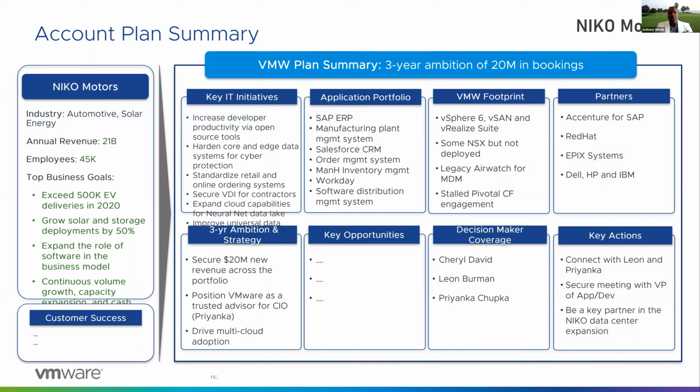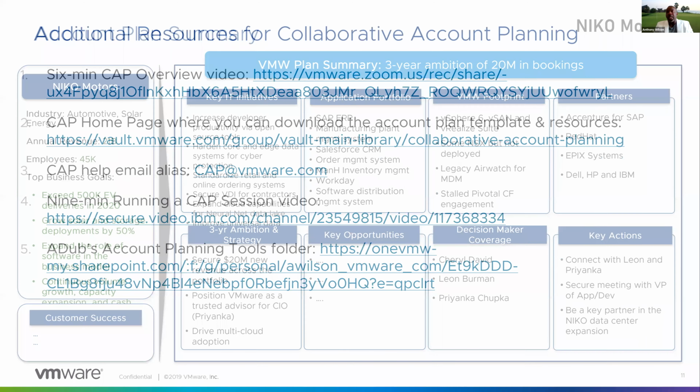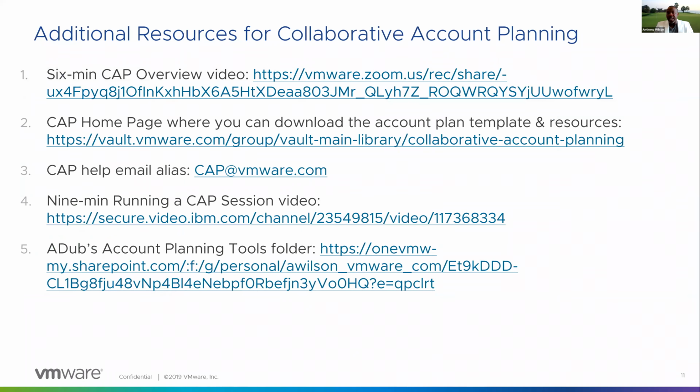At the end, we should have an account plan summary. This will be the one overall view, one pane of glass, as they like to say, that we would share with sales leadership and even share with the customer, in their verbiage, as to the overview of the account, what the key IT initiatives are, showing that we have that connection, and then those key opportunities is what we'd be filling in. There are additional resources for collaborative account planning on the CAP homepage.